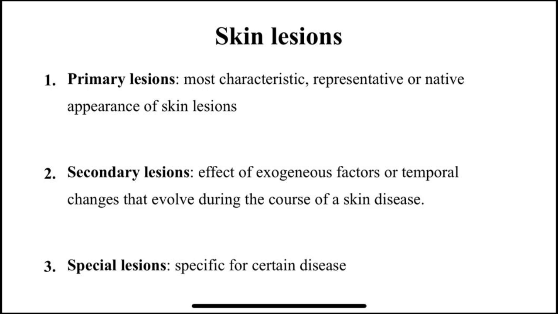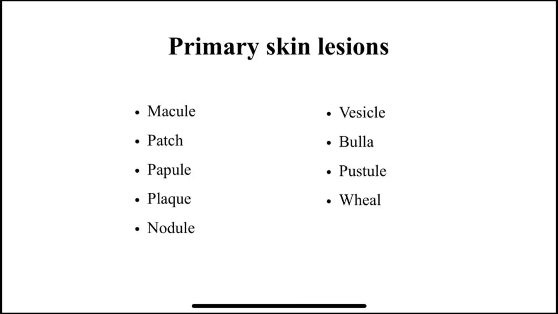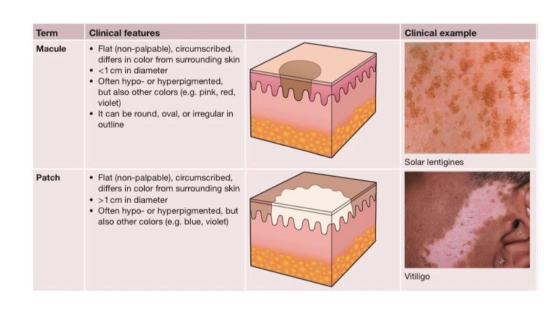The primary skin lesions are macule, patch, papule, plaque, nodule, vesicle, bulla, pustule, wheal. A macule is a flat, non-palpable, circumscribed lesion which differs in color from the surrounding skin. The size of a macule is less than 1 cm in diameter and it is often hypo or hyperpigmented but can also be of other colors like pink, red or violet, and the shape depends on the underlying diagnosis.